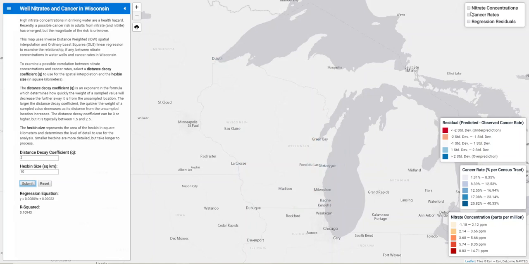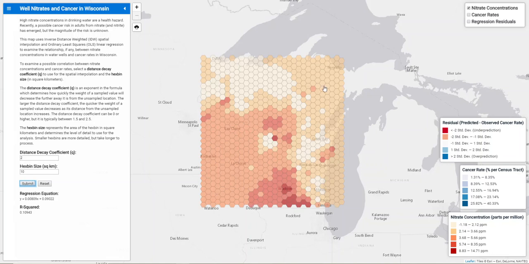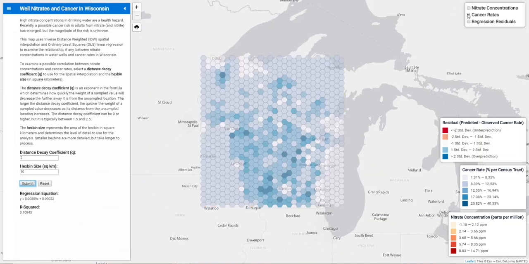Switching to other layers, you can also view the interpolated nitrate concentrations. You can click any hex bin to view the specific concentration in parts per million, or you can view the interpolated cancer rates, where you can click any hex bin to view the cancer rate expressed as a percentage of the census tract population.